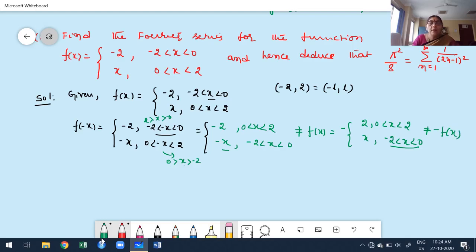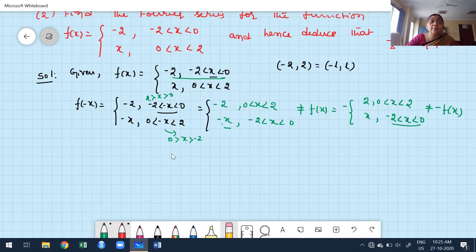Observe carefully. Minus 2 to 0 is minus 2, and here it is an entirely different function. Even though I take the minus sign, you don't get minus 2. Therefore, not equal to minus f of x. Suppose one of the conditions is not satisfied, it is not necessary to verify the second one. In the given function, minus 2 to 0 is minus 2, but here minus x is not equal to f of x, and not equal to minus f of x. Therefore, the given function is neither even nor odd.